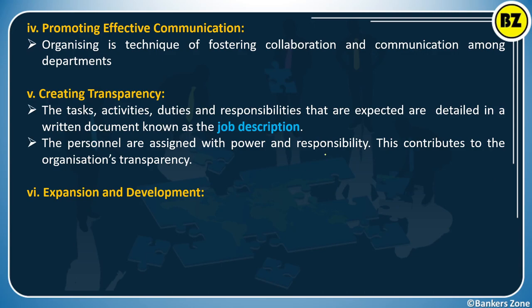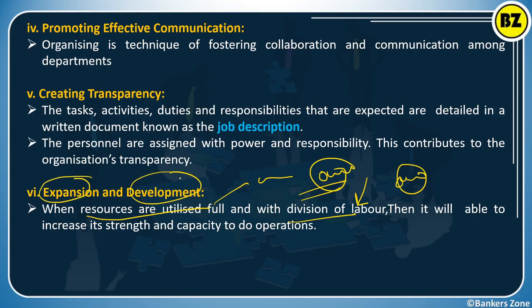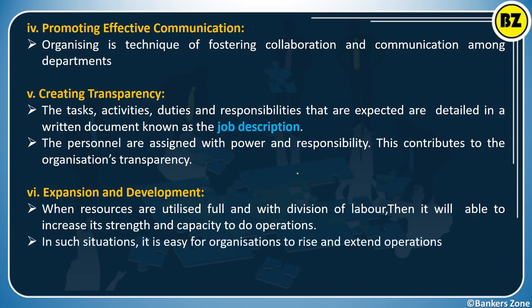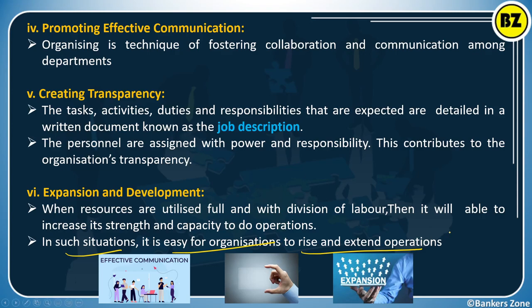Got it? So you have to understand how to correlate. When resources are utilized fully with division of labor, then it will increase the strength and the capacity to do the operations. Basically, having a good division of labor is itself a part of organizing, right? When resources are used fully, that means it is a part of organizing. That means once you have an organized manner, if you have followed organizing, obviously there will be a chance of expansion and development of the business, right? So this is all about the important factors of organizing. In such a situation, it is easy for the organization to rise and expand its operations and business. So effective communication, then transparency and expansion.